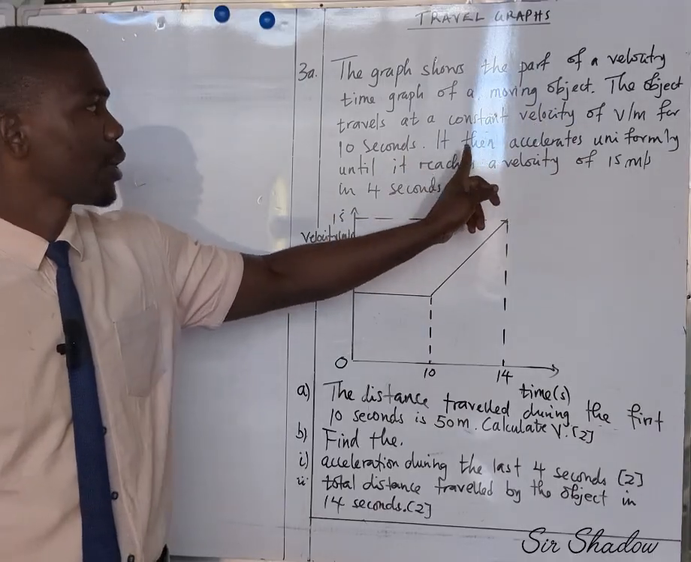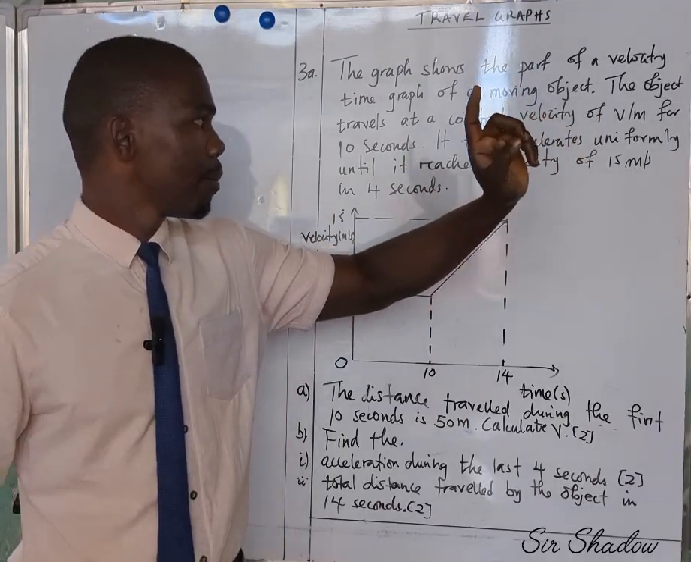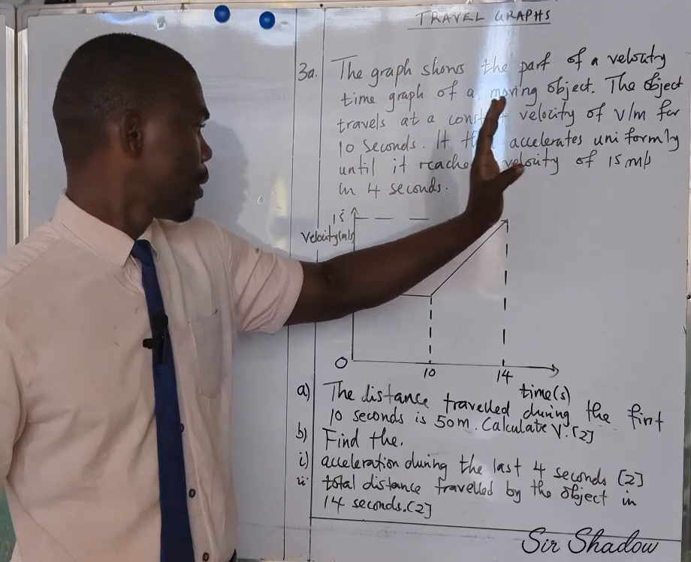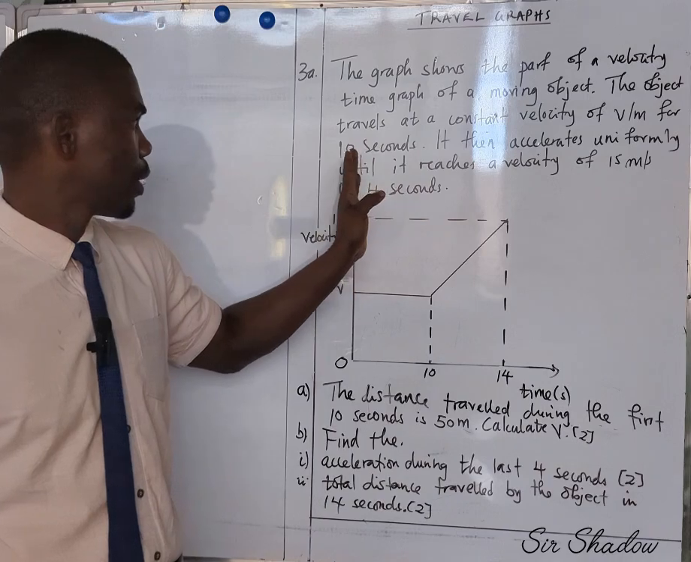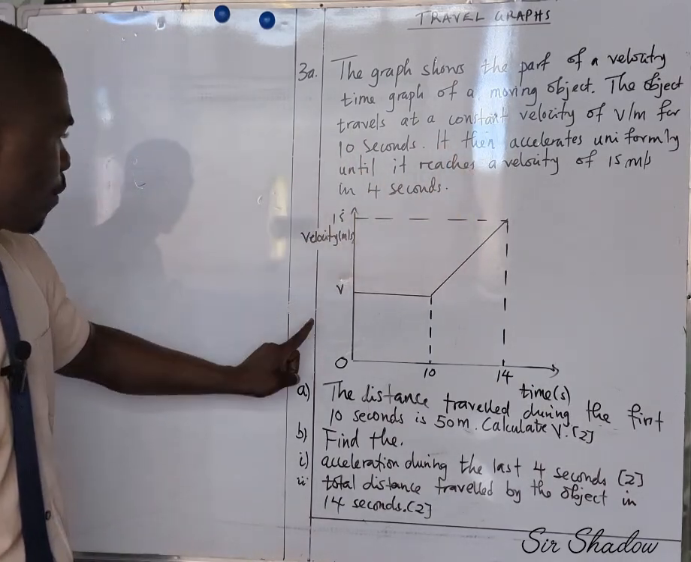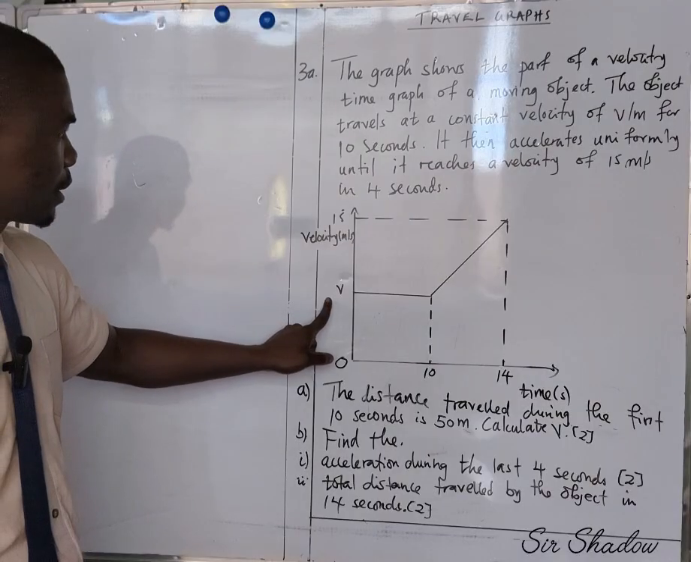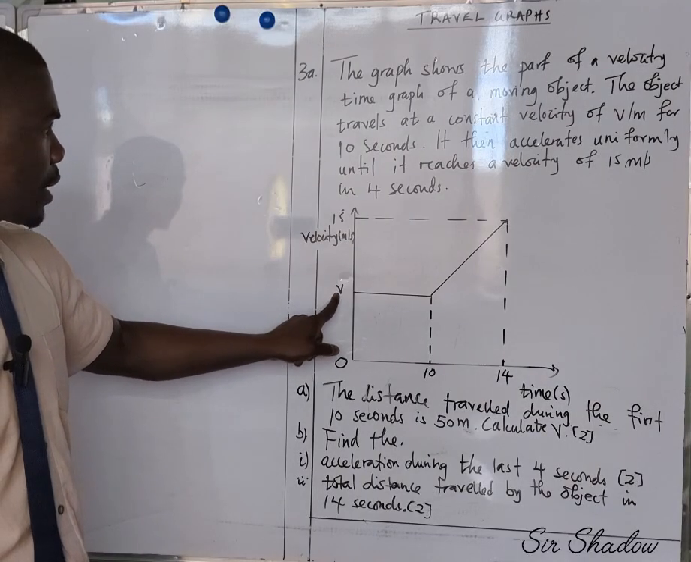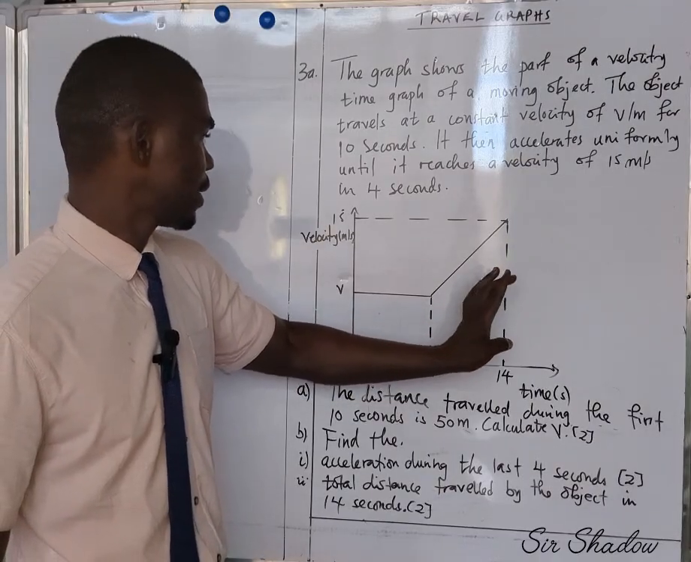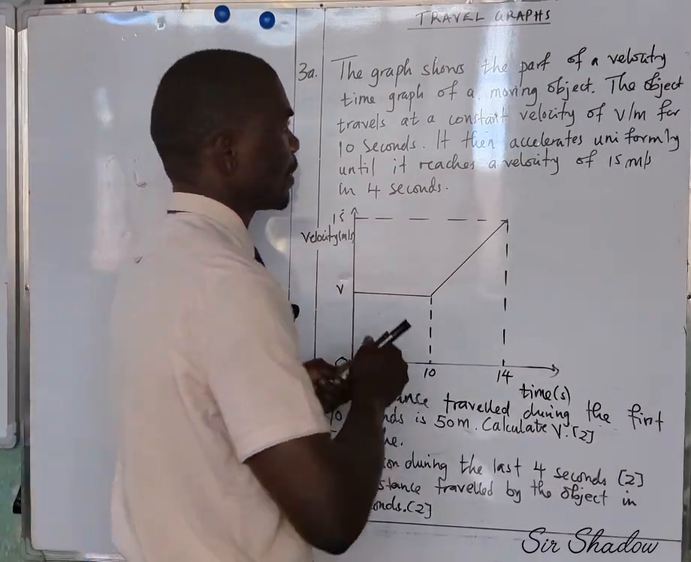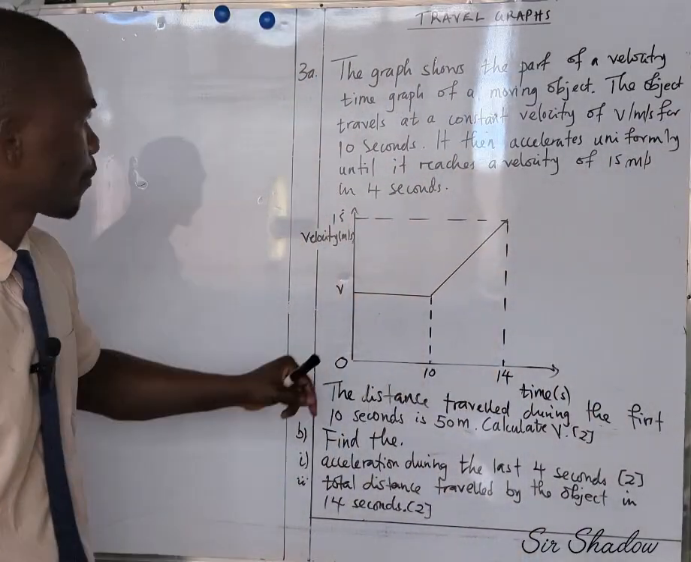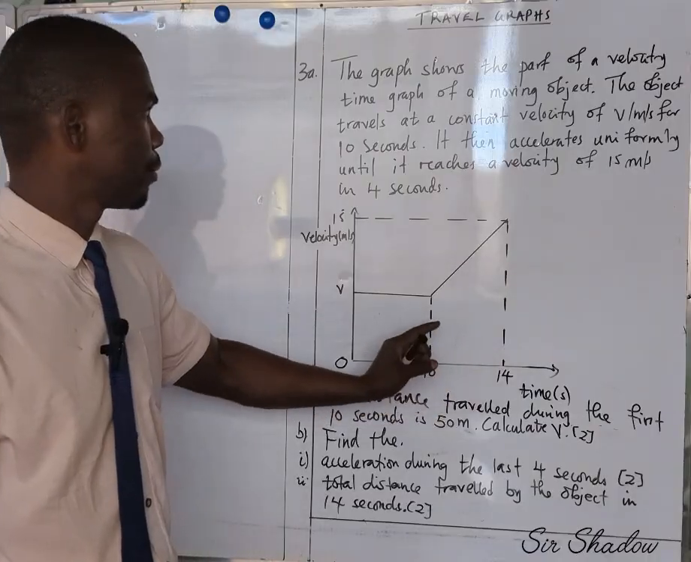The object travels at a constant velocity of v meters per second in 10 seconds. V meters per second in 10 seconds, right? So it's supposed to be v meters per second for 10 seconds. It then accelerates.